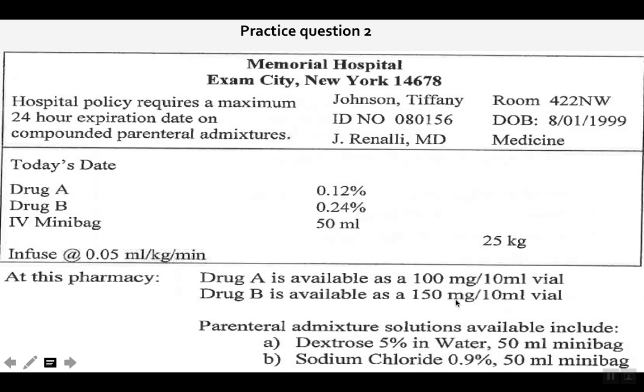Drug A is available as a 100 milligram per 10 ml vial, so that's 10 milligrams per ml. Drug B is available as a 150 milligram per 10 ml vial. And these are the IV solutions that are available in the pharmacy, 50 ml bags.